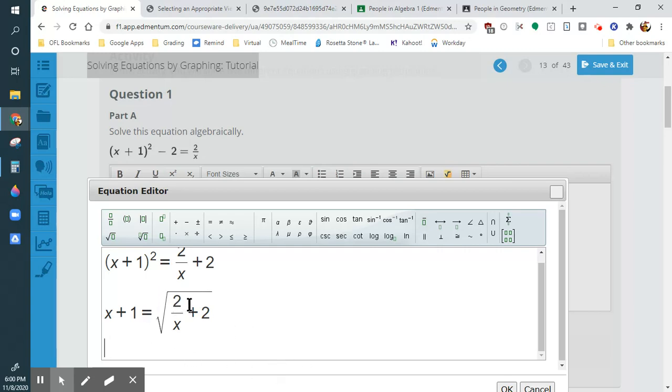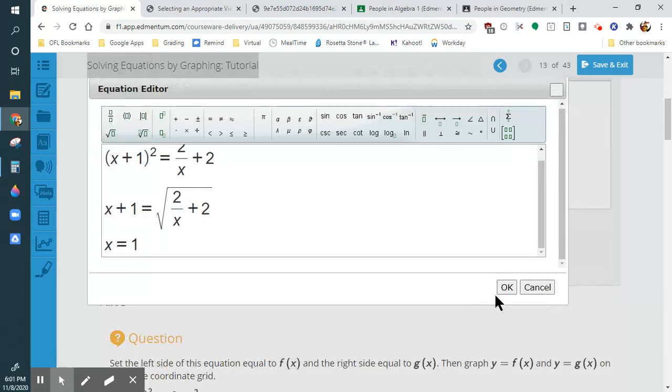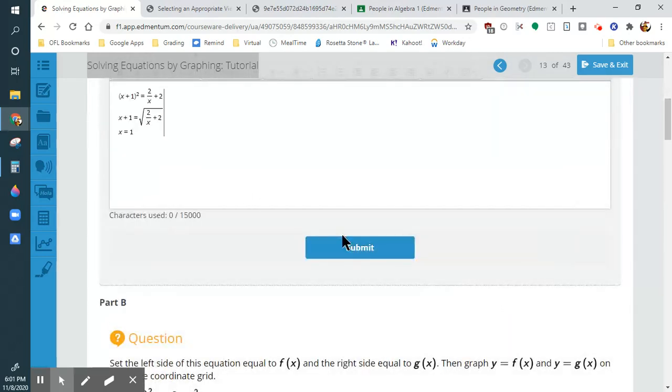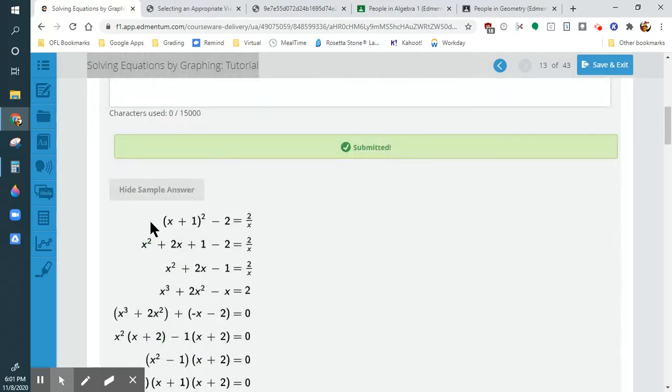The square root of both of these has to be, if we're thinking about this, I'm just going to say x equals 1, because if we plug in a 1, we get 2, and 2 over 1 is 2, 2 plus 2 is 4. I'm curious as to how they did it, because this is a very weird one.